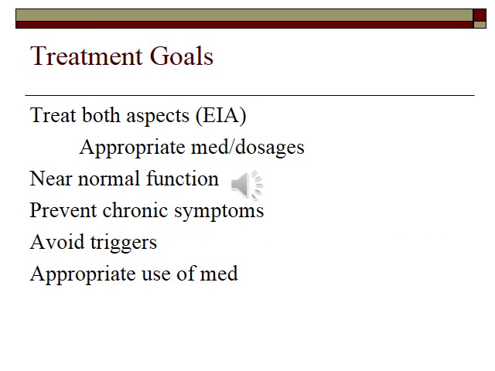As far as treatment goals with the condition, ideally you want to treat both aspects. If you're looking at asthma, exercise-induced asthma, treat both the inflammation and the bronchoconstriction. The idea is you want as near normal function as possible, because you don't want to create a situation where you're producing chronic symptoms to potentially cause gradual progression of the issue and have the person have issues as they get older. So you want to make sure that their asthma is well controlled, they're not having frequent attacks, avoid triggers if possible, and the appropriate use of medications.